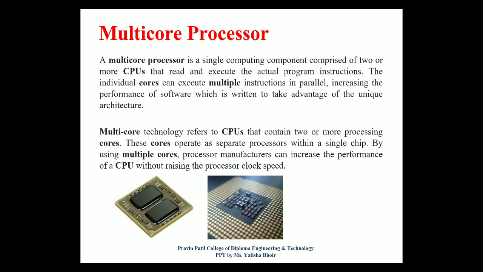A multi-core processor is a single computing component comprised of two or more CPUs that read and execute the actual program instructions. Means what? In the common processor, there is only one CPU chip. But in a multi-core processor there are two CPU chips. As you can see in the image, there are two CPU chips. So what is the advantage of it? It can read and execute data faster, right? If you have two chips, then you assign a task to one chip and you assign a task to the second chip. So data transfer operations of the processor will be fast, right?